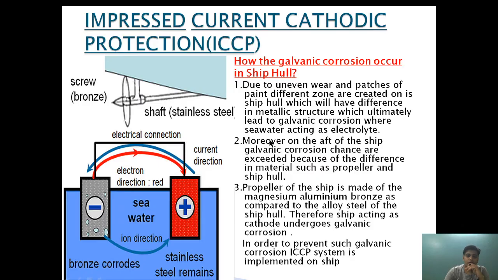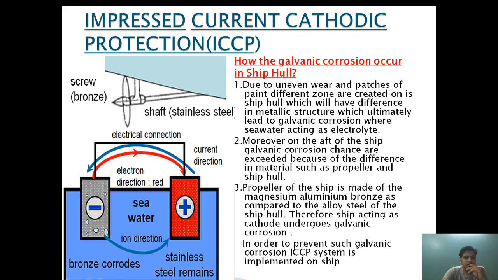Now, what I want to tell you is what is happening in a ship. Suppose the ship propeller is made up of screw bronze, and the salt water, meaning seawater, is acting as an electrolyte, and the ship is made up of stainless steel. So there are two different metals, stainless steel and screw bronze. These two are different metals which are connected by a common electrolyte which is seawater, and hence a galvanic reaction takes place. How does this galvanic reaction take place?